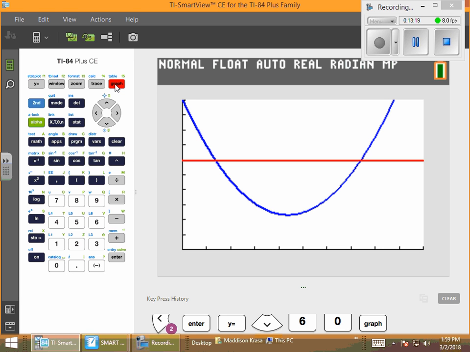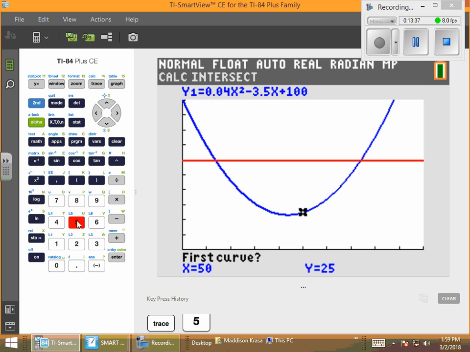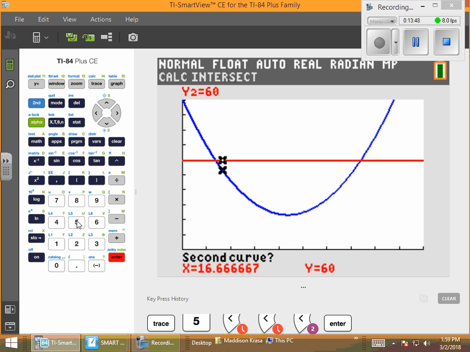Okay, now remember, we're working with the part that's above, but that doesn't really affect our intersection. We just want to find the intersection. So we're going to hit second, trace. What are we choosing? Number 5, intersect. Okay, and then we're going to scroll over and do our first curve as close to the intersection as we can get. Enter, and then second curve, enter, guess. All right, let's say about 13.5. Got it to 13.5, comma 60.